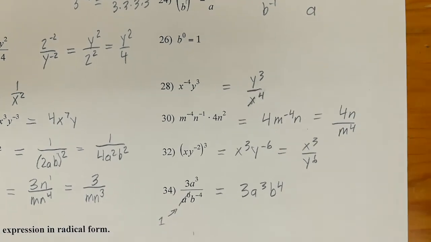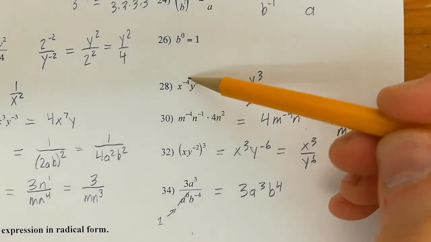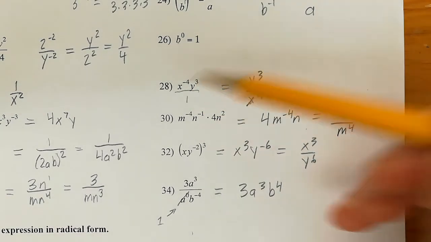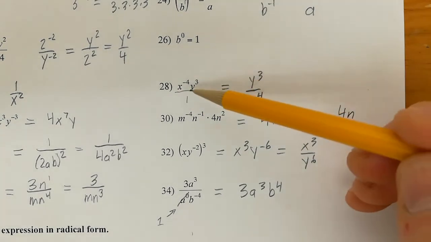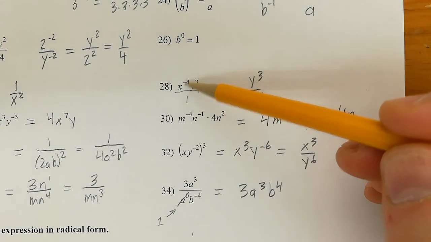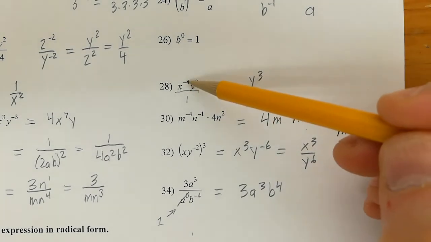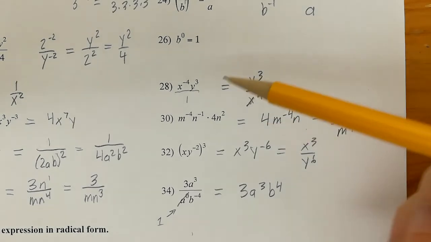All right, so here's what I get here. This x to the negative fourth, that goes to the denominator, right? Again, you can think of everything as a fraction if you need to. The y to the third stays in the numerator, x to the negative fourth goes down, and the negative 4 becomes a positive 4.